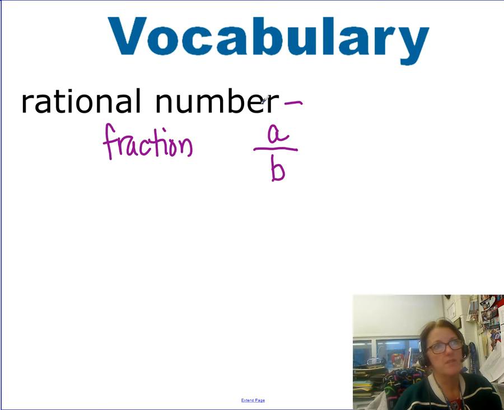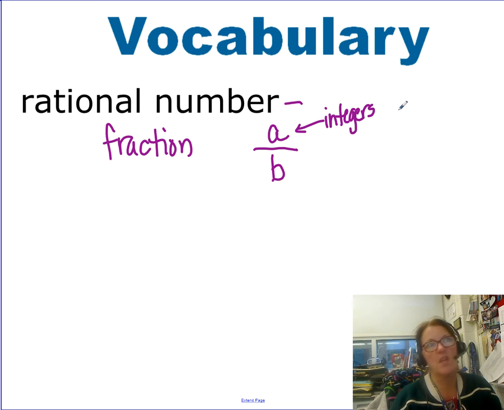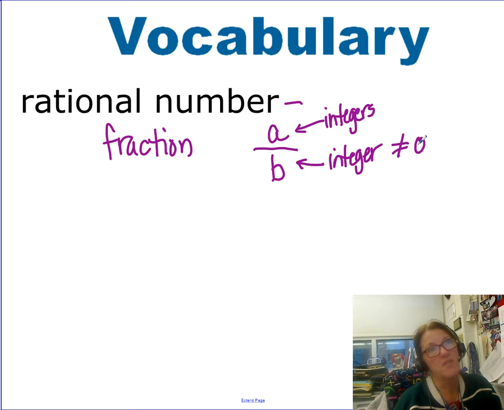And when we write it as a fraction this way, this number has to be an integer, meaning a whole number. Remember last chapter we talked a lot about integers, like 1, 2, 3, 4, 5, 0, -1, -2, -3, -4. These are integers. And then your bottom number is also an integer, but here's the deal. It's an integer that cannot be 0.